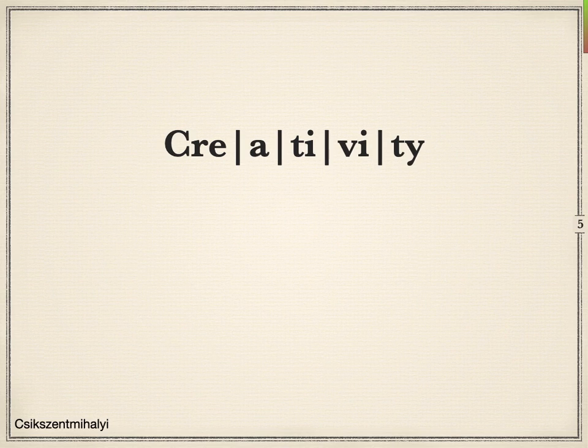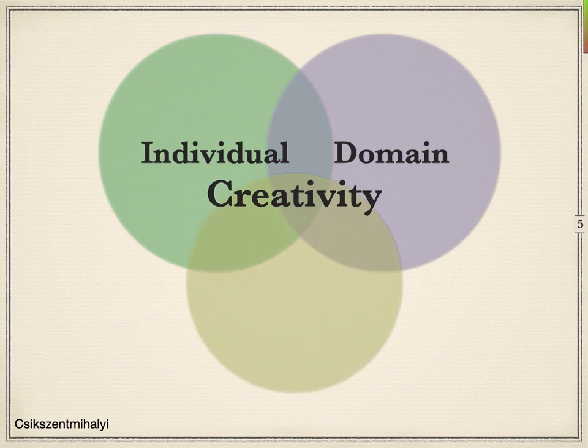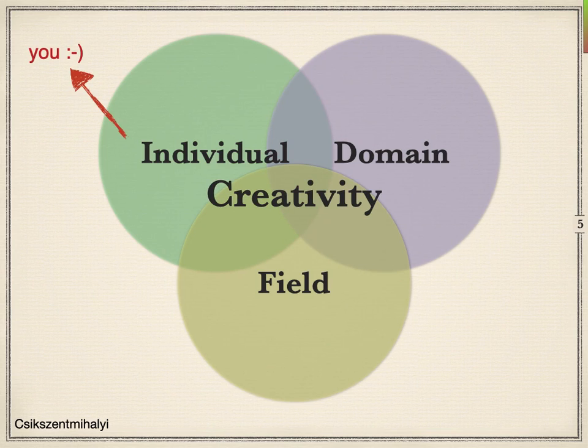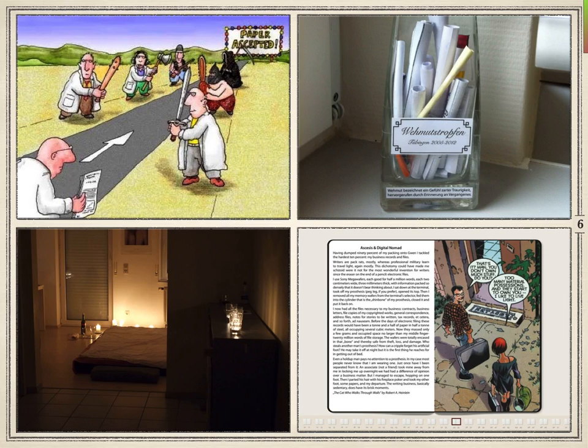So let's look at creativity again. And this time, what really makes creativity? Well, there's three aspects according to Csikszentmihalyi, and that's the individual, that's the domain, and that's the field. The individual is pretty simple, that's you. The domain is the area in which you are creative, for example, physics, music, or something else. And the field, these are actually the people who evaluate whether something is creative. For example, your colleagues, your readers, if you write something, or your partner if you're doing something for this person. And this strongly influences whether something is seen as creative.